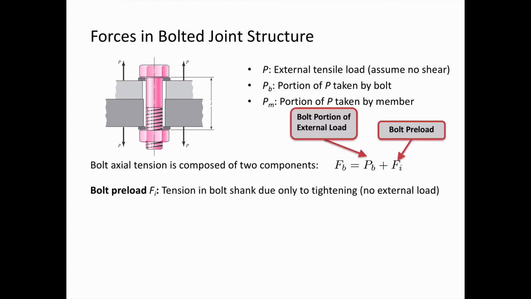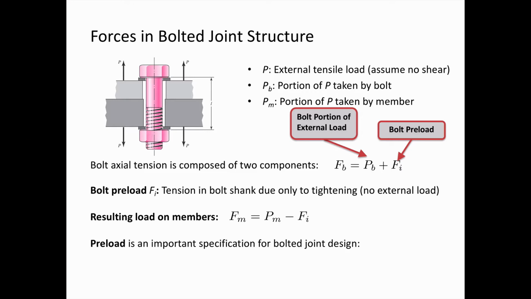This bolt preload is tension in the bolt shank that's due only to tightening if there's no external load applied. The resulting load on members is equal to the portion of the external load taken by the members minus the preload. Gauging from this equation, you may be able to see that the amount of preload is important. It needs to be large enough that we don't have separation between the members. And we'll talk more about separation in a few minutes.